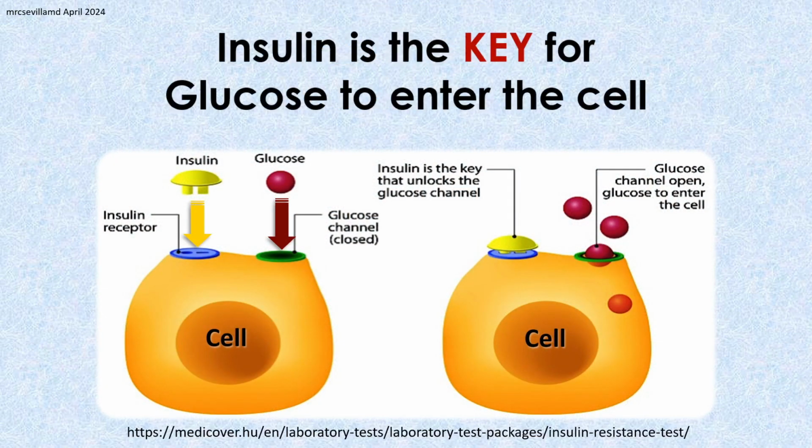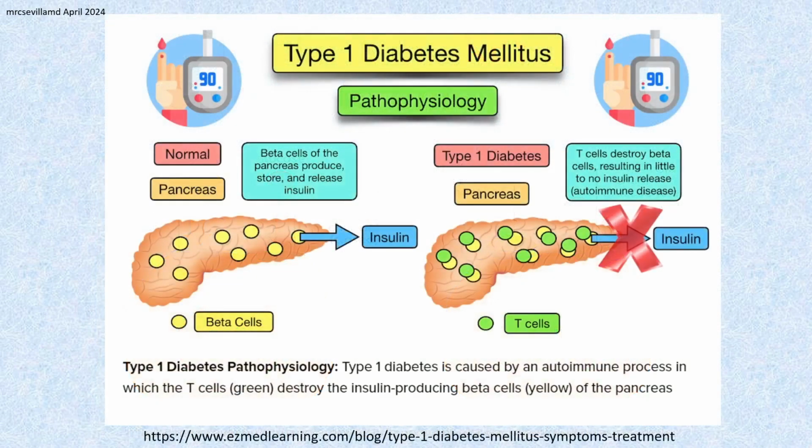Glucose is the main source of energy of our cells, but the gate through which glucose enters is controlled by insulin. In the normal body, insulin is always present to open the gate. But what happens in diabetes? There are two general types of diabetes.